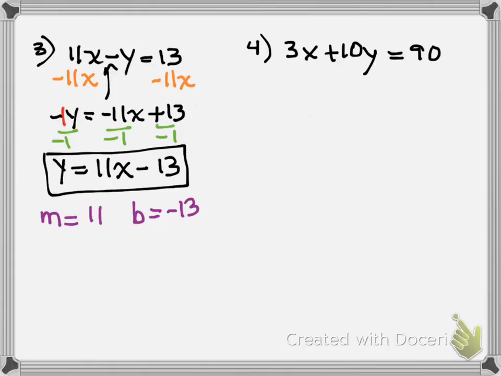All right, who thinks they have the answer for the second one? Okay, Donnie? Y equals negative 3 over 10x plus 9. So y equals negative 3/10 x plus 9. Okay, anybody with something else?